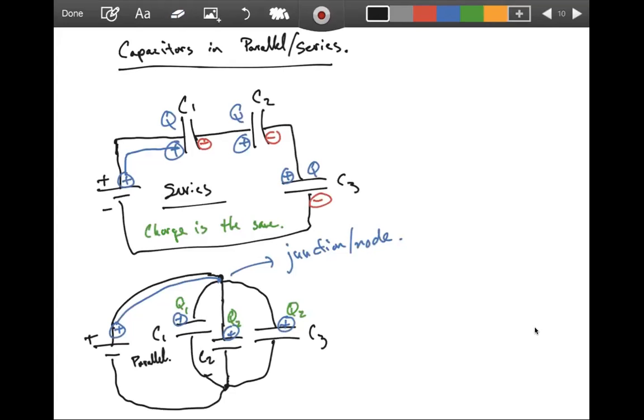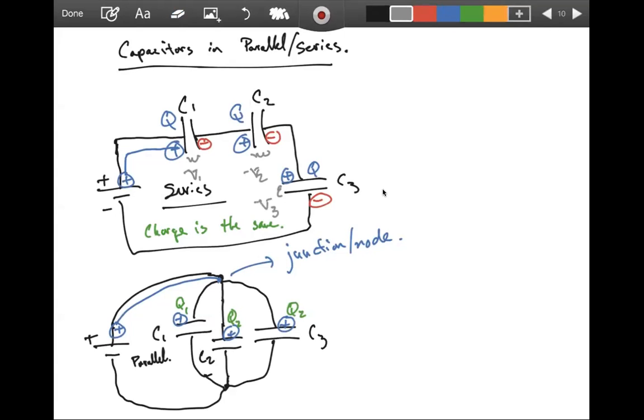Now, let me go back to series for a second. For the series, the charge here is the same as the charge here, which is the same as the charge here, but the capacitance here is different than the capacitance here, which is different than the capacitance here. That means the potential difference across each one of these is different, right? Which means my potential difference here is going to be V1, my potential difference here will be V2, and my potential difference here is going to be V3.